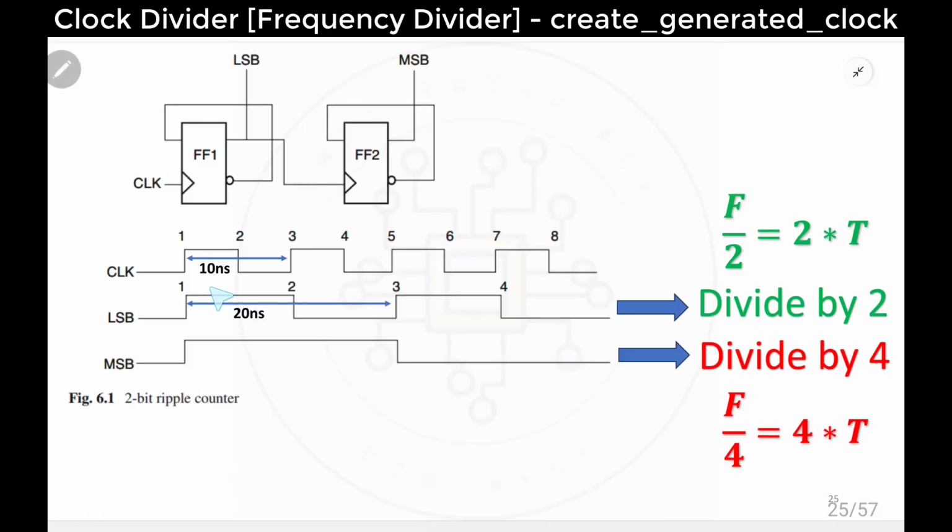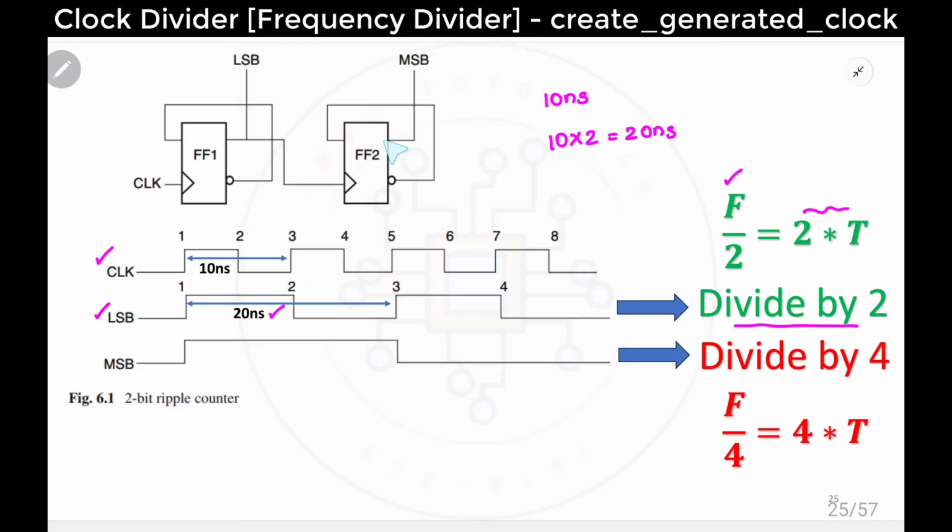Now let us try to understand the waveform. So initially I am taking 10 nanosecond at clock. It is getting divided by 2 at the least significant bit, so I am getting a time period of 20 nanosecond. So here it is divided by 2. Whenever frequency is getting divided by 2, time period will get multiplied by 2. That's why when I am taking 10 nanosecond at the clock, it becomes twice, that is 10 nanosecond into 2, which is 20 nanosecond.